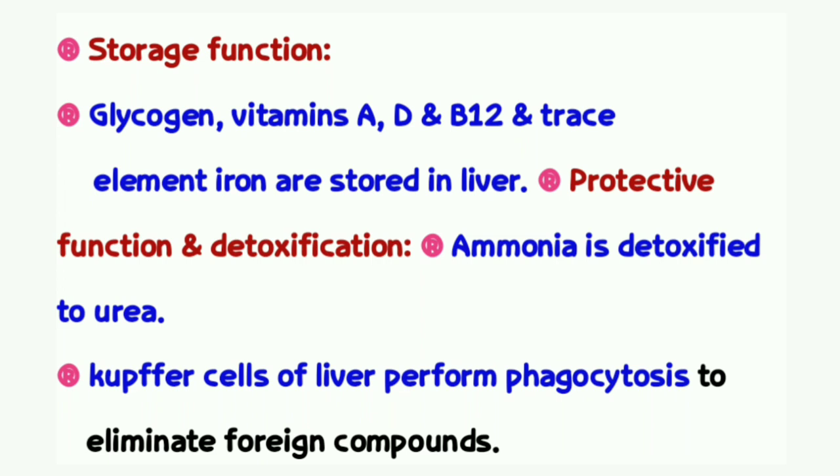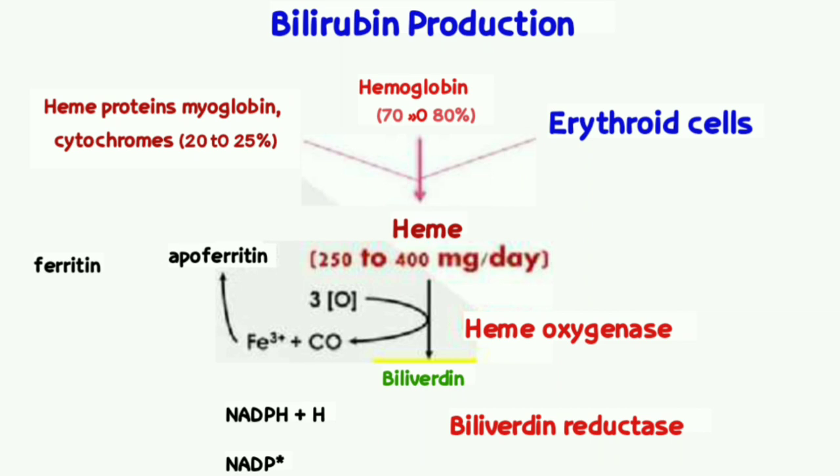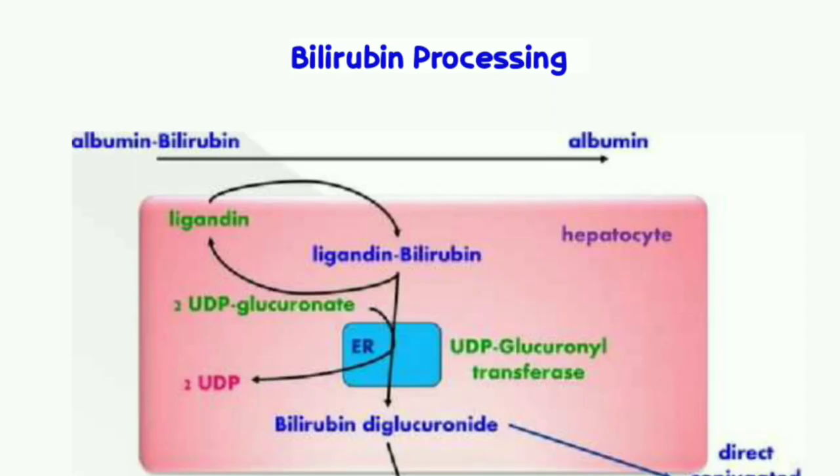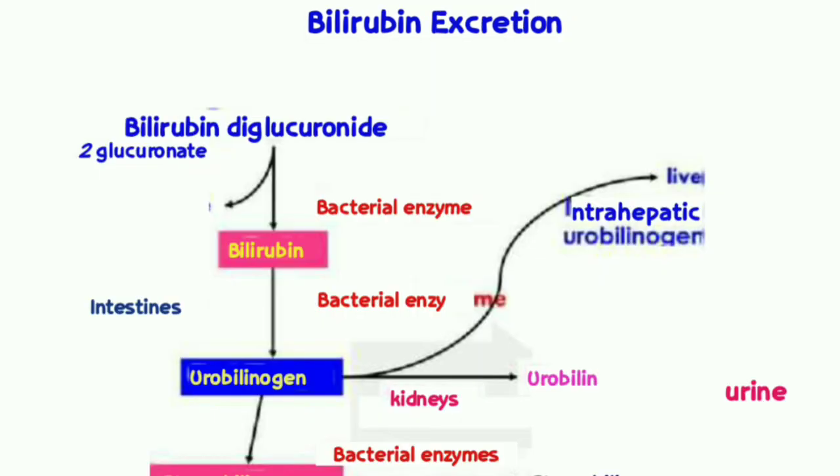Storage function: glycogen, vitamins A, D, and B12, and trace elements. Iron is stored in the liver. Protective functions and detoxification: ammonia is detoxified to urea. Kupffer cells of the liver perform phagocytosis to eliminate foreign compounds. The liver is responsible for the metabolism of bilirubin: production, processing, and excretion.